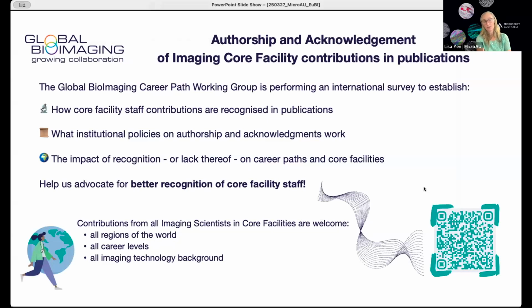But currently there is a survey on authorship and acknowledgement of imaging core facility staff in terms of contributions in publications. And so I would definitely encourage you to share this so that we can get some of that information internationally on the challenges of how people are being recognised in publications or not recognised, either in terms of authorship or acknowledgement sections. And that is just about helping to advocate for that recognition and visibility of our staff.